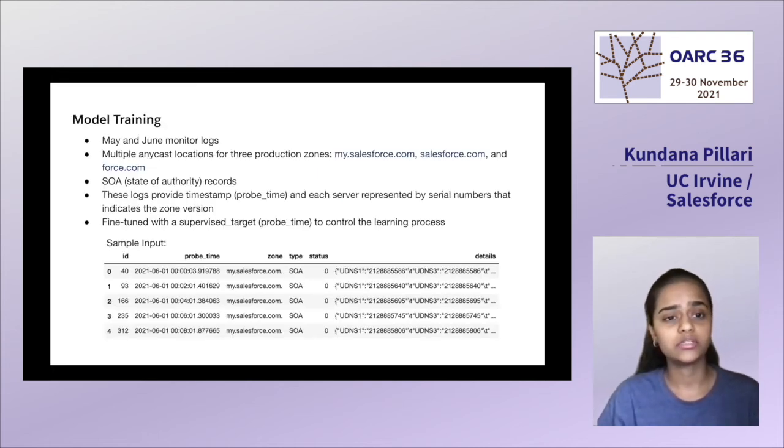My model was trained on the monitor logs, more specifically the May and June monitor logs. I only looked at 3 production zones: my.salesforce.com, salesforce.com, and force.com. And I only looked at the SOA records. The key details in the dataset that I focused on are the probe time, that is the timestamp, and also the details section, where each server is represented by a serial number that indicates its zone version. To improve my model's performance, I also fine-tuned it with the supervised target, giving it the probe time, to control the learning process a little bit and improve the performance.